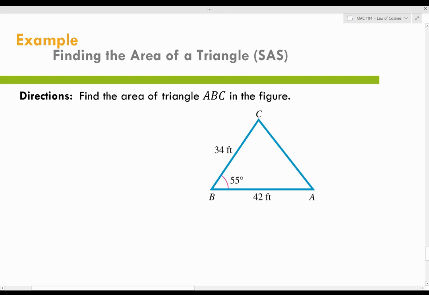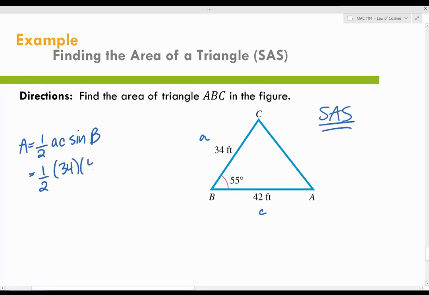Okay, so this says find the area of the triangle ABC in the figure. So this is a side-angle-side triangle, which means we get to use those area formulas. We have side C, which is across from angle C. We have side A, and this is angle B. So the area formula that I'm going to use is 1/2 AC times the sine of B. And I'm going to plug in the values that I have: 1/2 times 34 times 42 times the sine of 55. And it's in degrees.